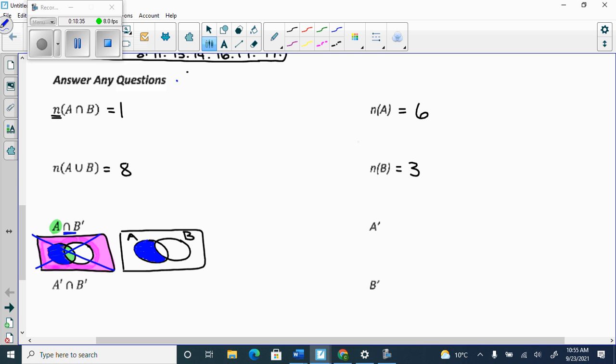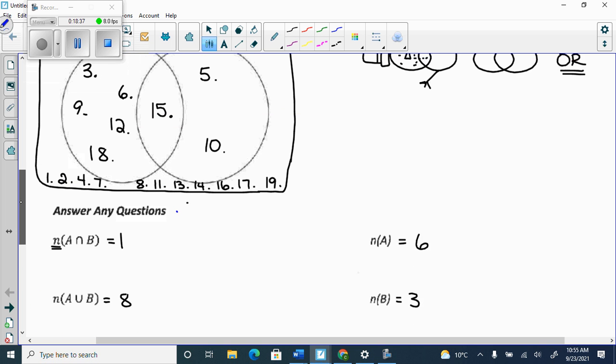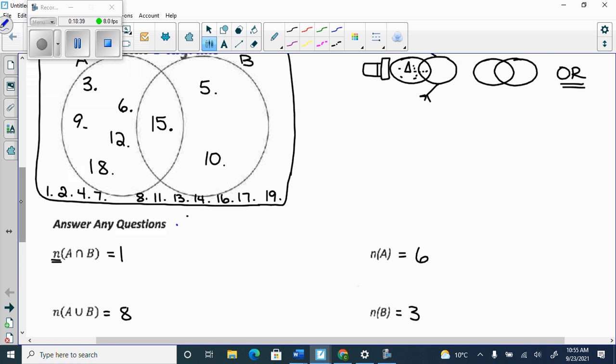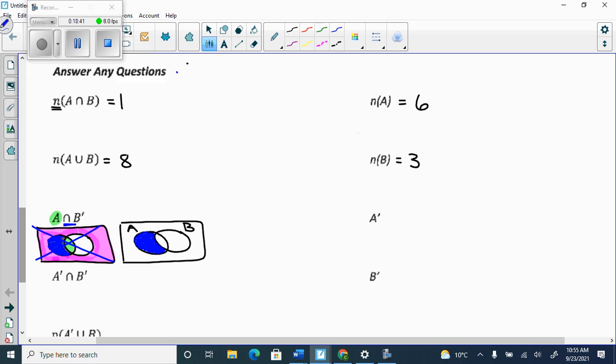So now I have to list where this exists. What exists in that spot? Well, 3, 6, 9, 12, 18. That's what I'm going to list. And I'm going to list it in squiggly brackets. 3, 6, 9, 12, 18. Why did I list it in squiggly brackets? Because what's not in front of here? An n. I'm not asking for the number of elements in here. I'm asking for what is in there. I have to list the elements. Okay?